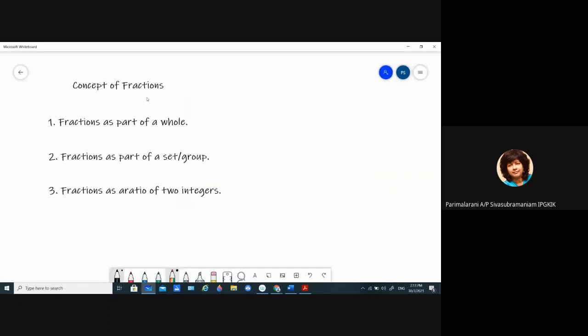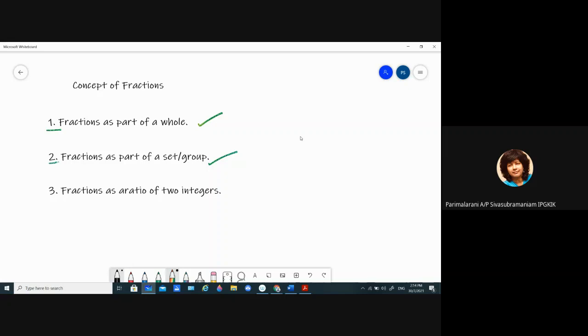Okay, let's look at the concepts of fraction. There are three main concepts of fractions. Fractions as part of a whole. This is what we generally teach. And then there is another concept of fractions as part of a set or group. Sometimes we forget to teach this.